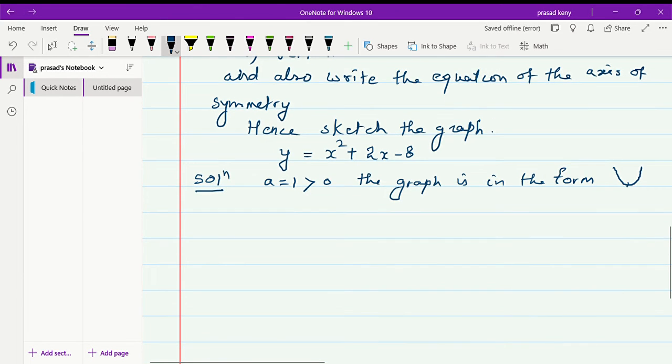So first put x = 0. So y will be 0² + 2 × 0 − 8. That will be negative 8. And hence (0, −8) is the y-intercept.